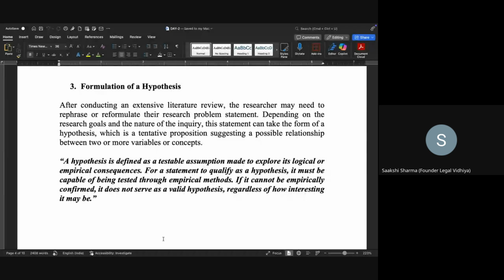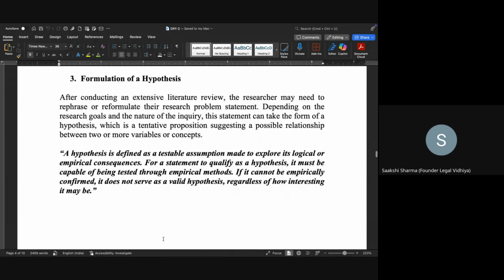After conducting your literature review, you as a researcher may need to develop or reformulate your research statement. Now, what you do is you formulate a hypothesis. A hypothesis is a testable assumption made to explore its logical or empirical consequences. Now, this is the textbook definition that I'm reading. So, first we'll read this and then we'll see what comes under hypothesis. So, a hypothesis is defined as a testable assumption made to explore its logical or empirical consequence.